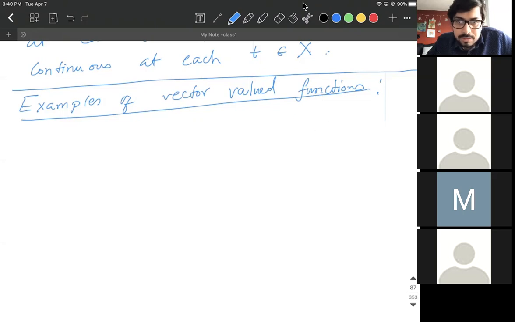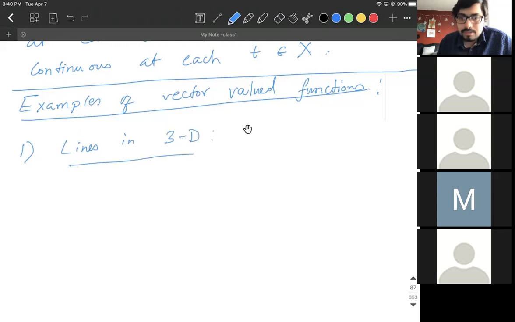So for example, the typical thing to start off with is a line. So lines in 3D. We know that lines in 3D can be written in different ways. They can be written in vector equations, or in coordinates. And now let's write it down in terms of a vector valued function.